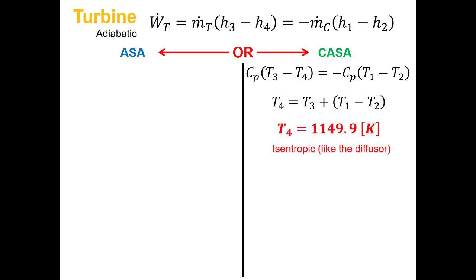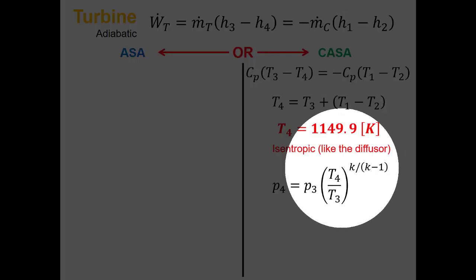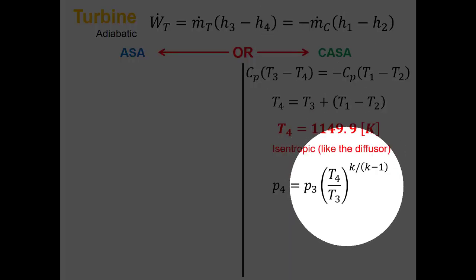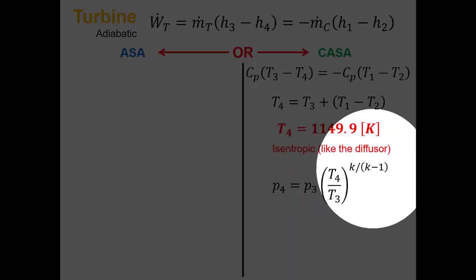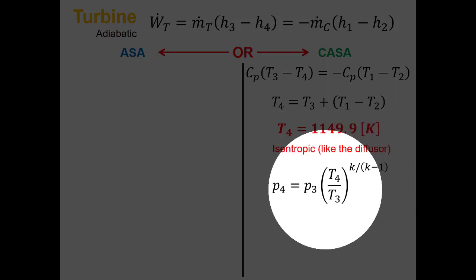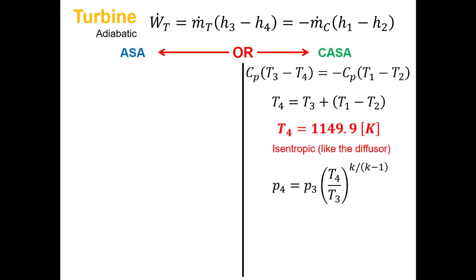This is isentropic, just like the diffuser. So if I'm trying to find the pressure at state 4, I can use this isentropic relationship for ideal gases with constant specific heat. This is 1 with K in the exponent. I can use this to find the pressure at state 4. Here I find that P4 is 204 kilopascals.